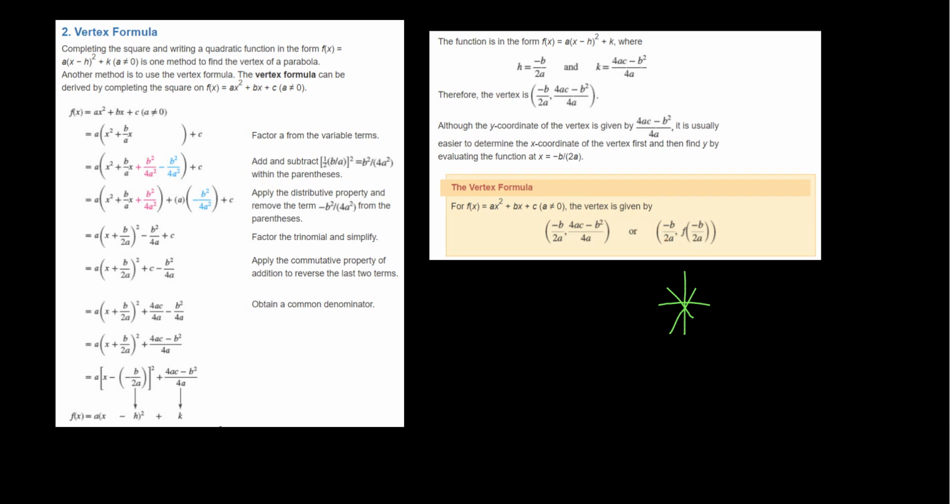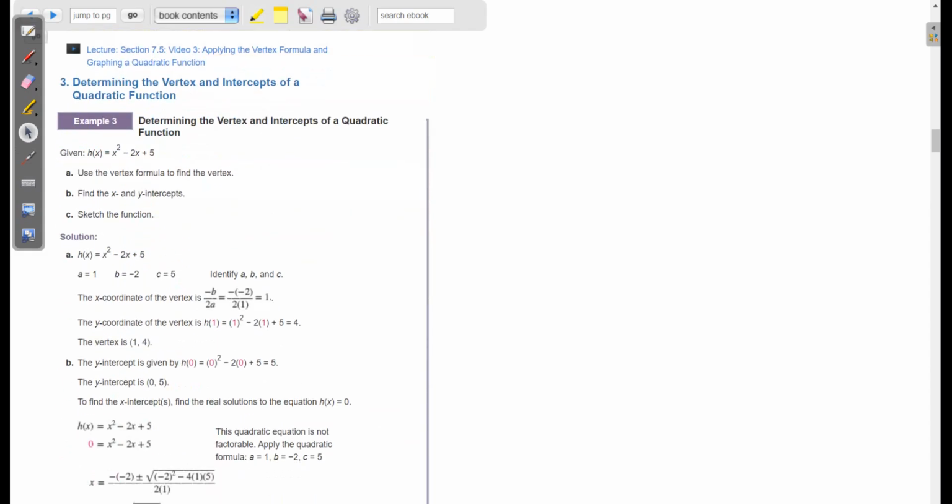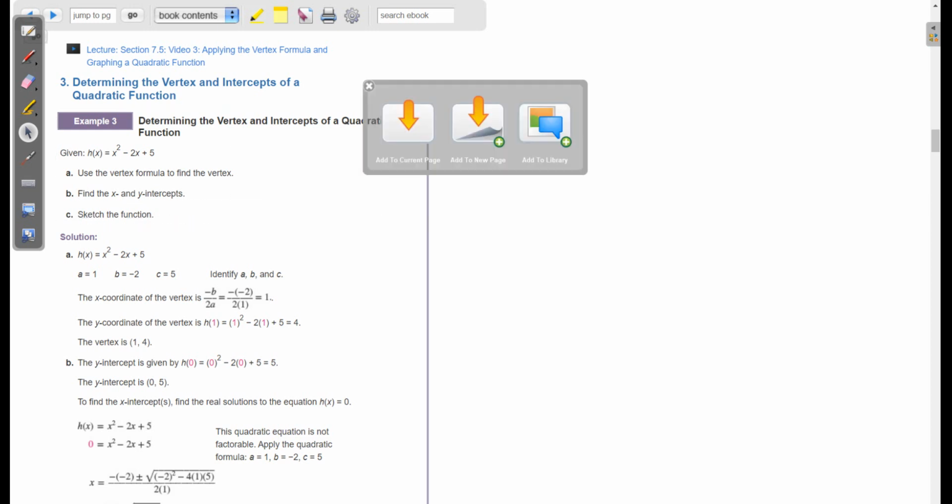Now, I know as a student that probably didn't resonate too well with you. So let's do an example, because that's how we learn. For this, we have our function h of x, and it reads: use the vertex formula to find the vertex. So in order to find the vertex here, we're just going to use our vertex formula.